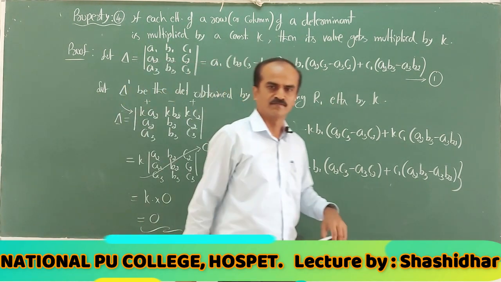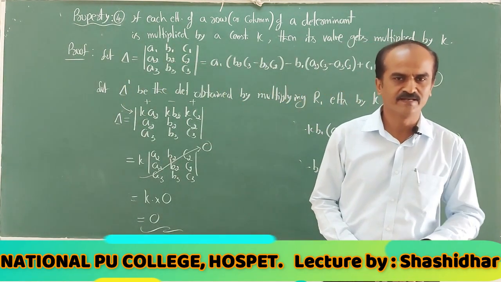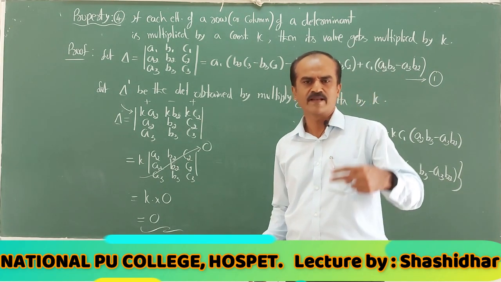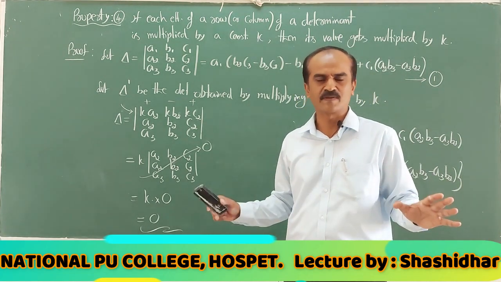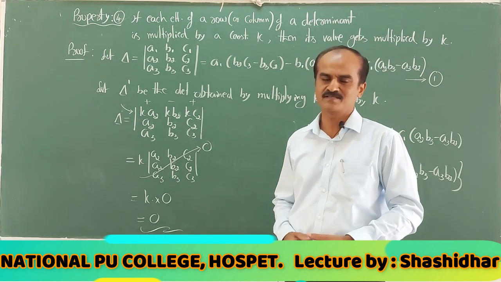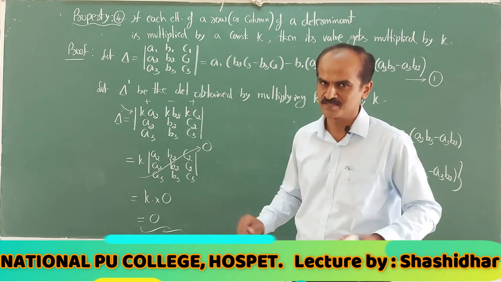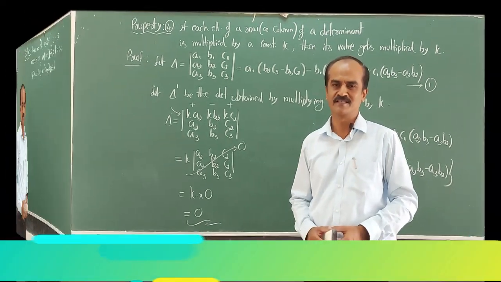Therefore, from now onwards, if you observe a determinant of higher order where two rows or two column elements are proportional, then without expansion you can directly write its value as 0. I hope you followed this. Now we'll move on to the next property.